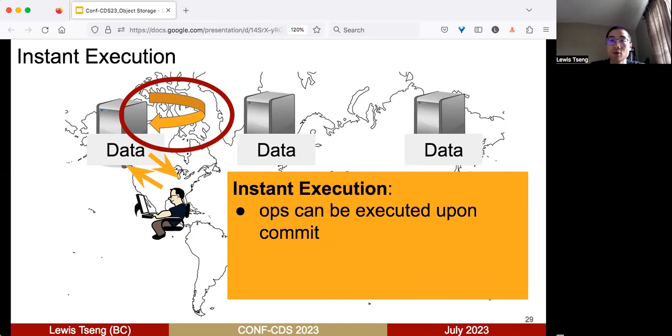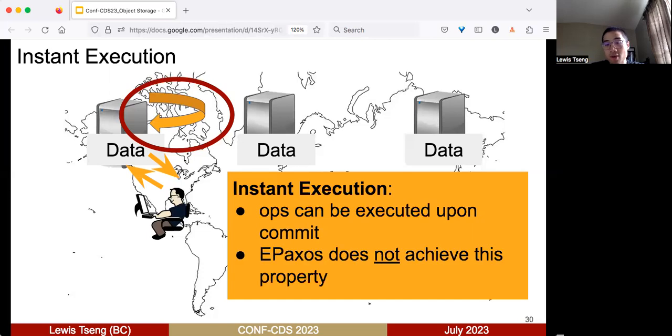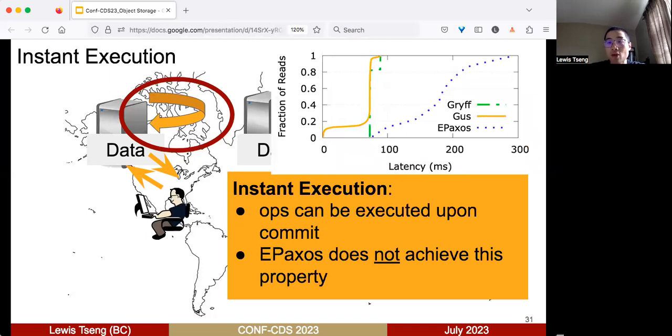However, one missing point in their design is instant execution, which means that whenever the server knows the order of the operation, it can be executed. However, ePaxos does not achieve this property. And then in real deployment, you are going to see the penalty here. The ePaxos blue line suffers from high latency. Even though it is supposed to have optimal commit latency, much lower than 100 milliseconds, for ePaxos it's close to 300 milliseconds when we talk about tail latency.